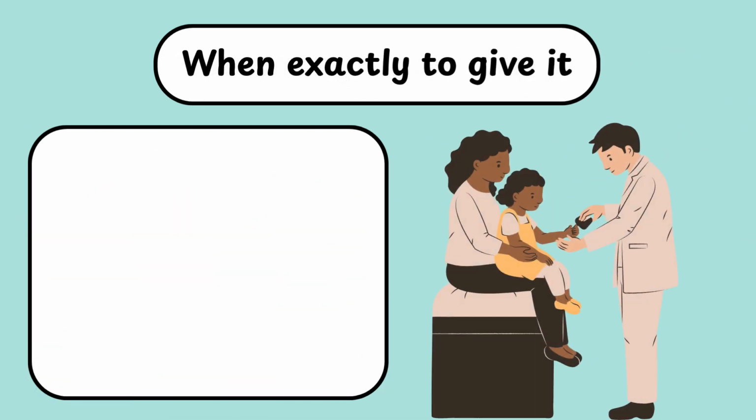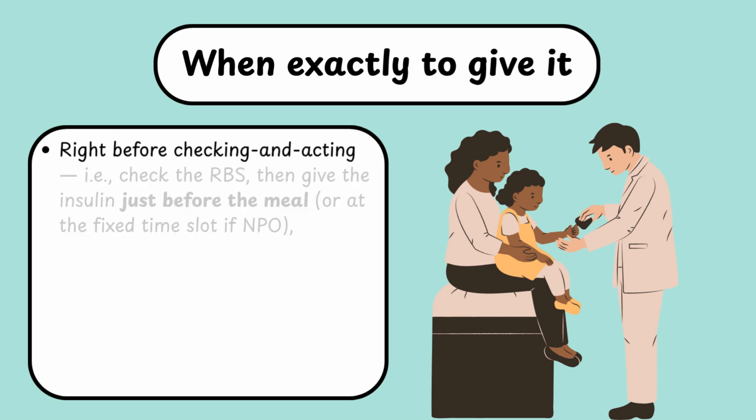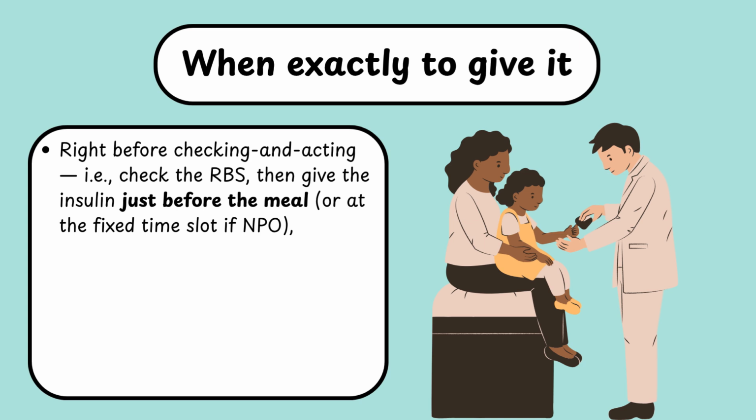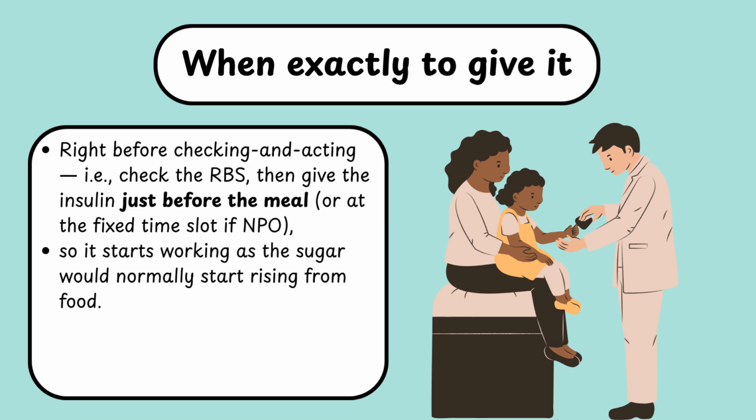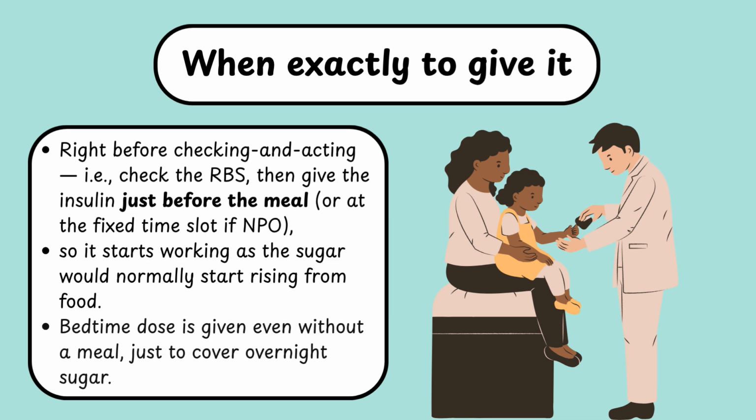When exactly is it given to the patient? It is given right before checking and acting. That is, check the random blood sugar, then give the insulin just before the meal, or at the fixed time slot if NPO. So it starts working, as the sugar would normally start rising from food. Bedtime dose is given even without a meal, just to cover overnight sugar.